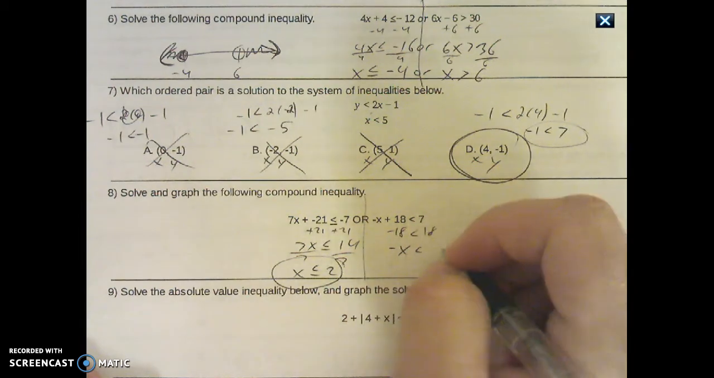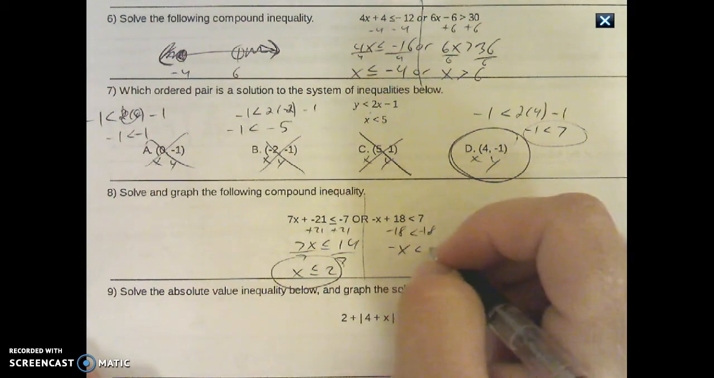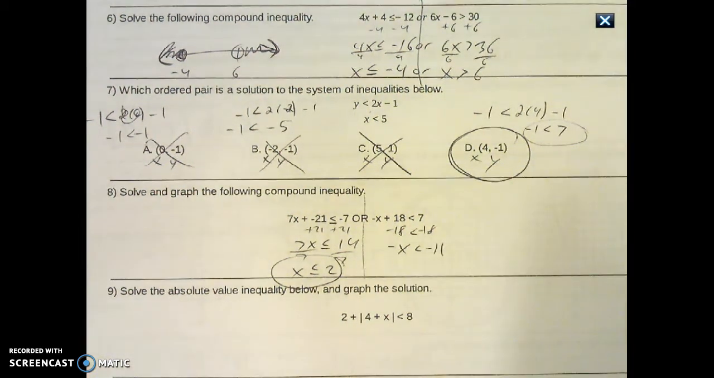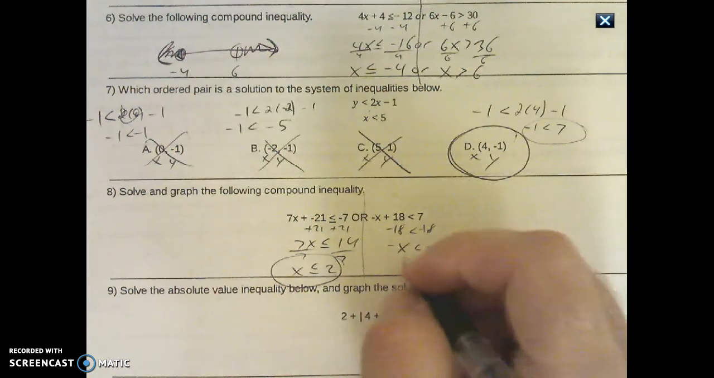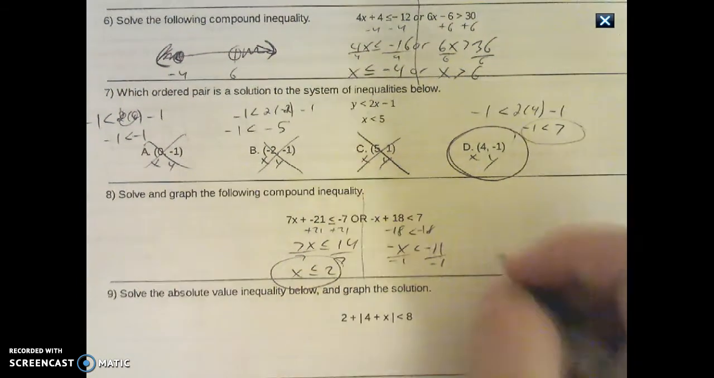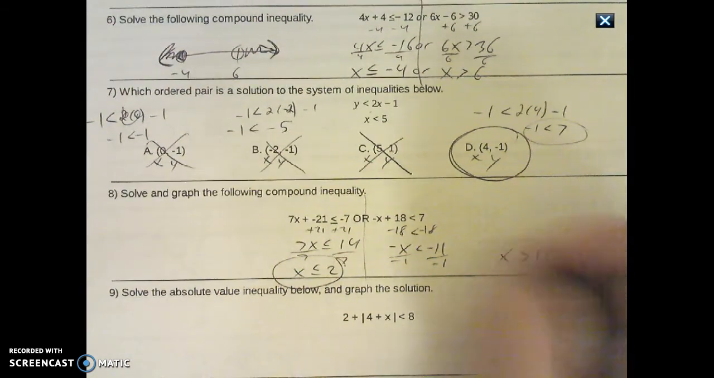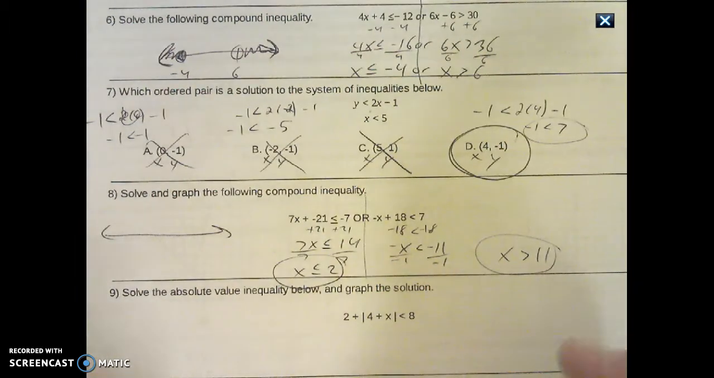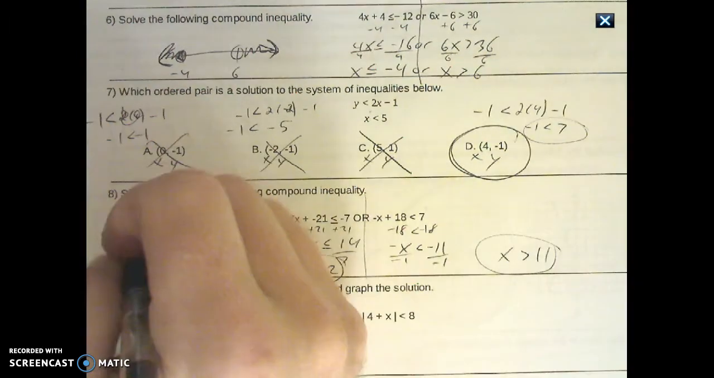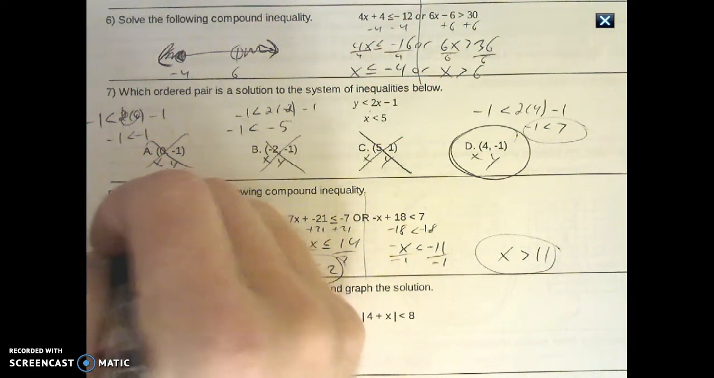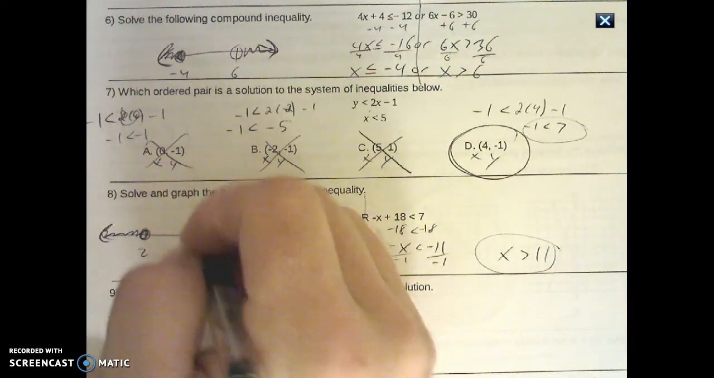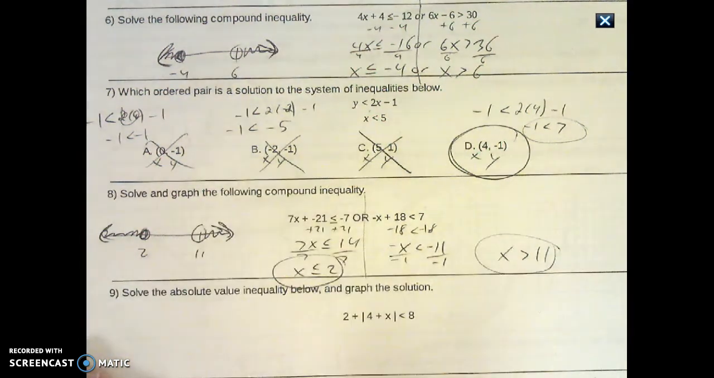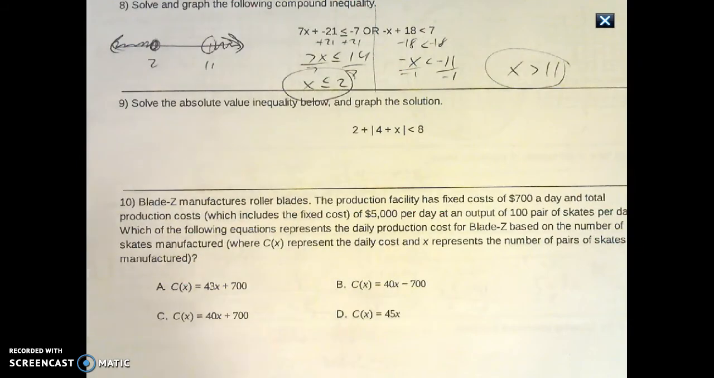Negative x is less than, we're subtracting that, so -11. Divide by -1. X is greater than 11. Because it's an or, we know it's going in opposite directions. It's less than or equal to 2, and it's greater than 11. Boom. Okay. Alright. Number 9, solve the absolute value inequality below and graph the solution.